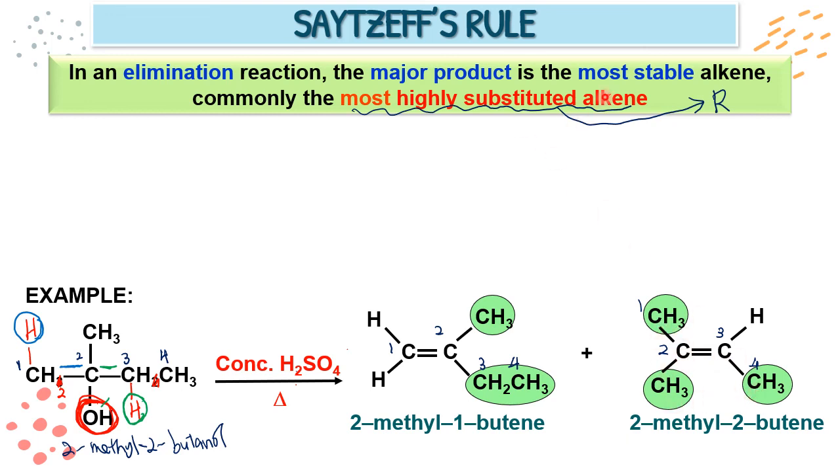So if we refer back to the Zaitsev rule, which one will be the major product? The major product, the most stable alkene, will be the one with the most highly substituted alkene, highly substituted with alkyl groups. So this is our major product. 2-methyl-2-butene is the major product, and 2-methyl-1-butene will be the minor product.